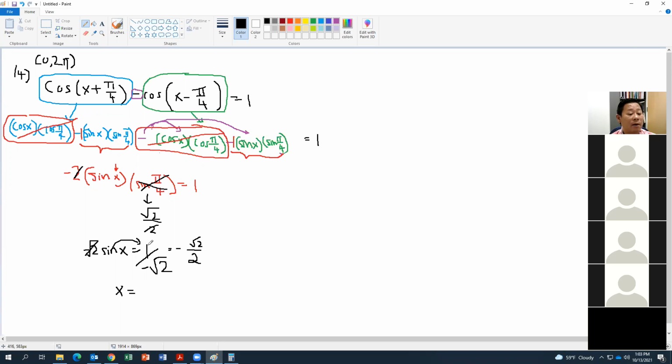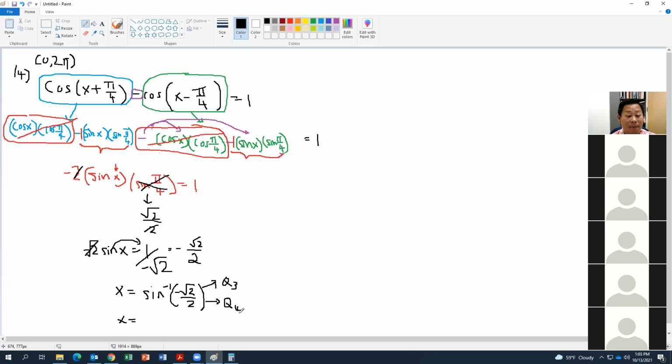What happens when you move the sine over? It becomes the arc sine, the inverse. Yep. The arc sine of it. So can someone tell me what angle gives sine of -√2/2? What quadrant does it belong to? Quadrants 3 and 4. Yep, because sine is negative in 3 and 4.